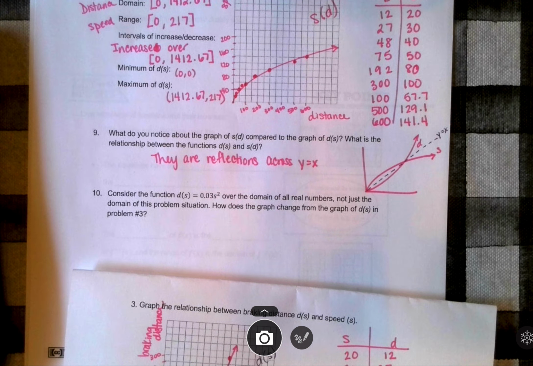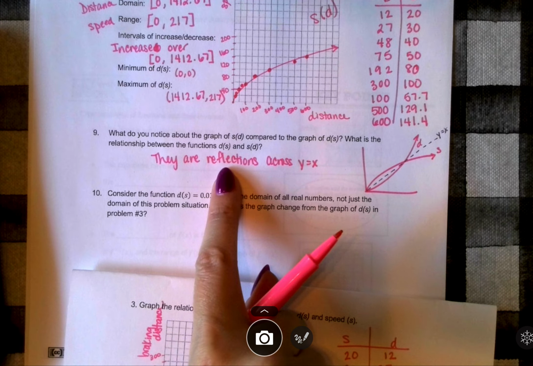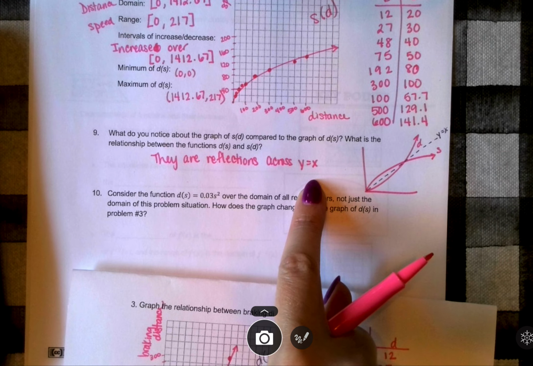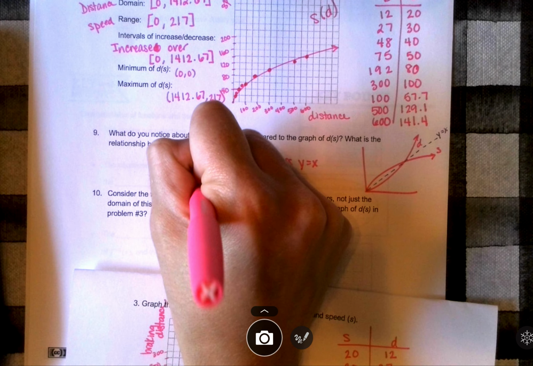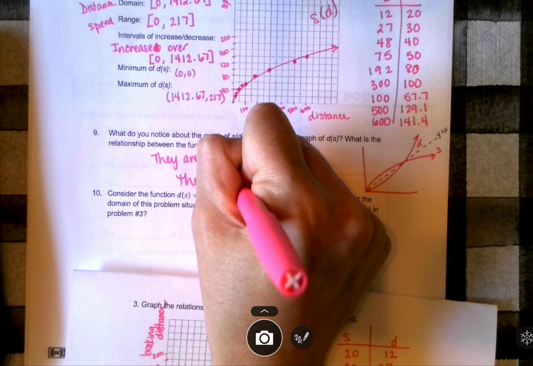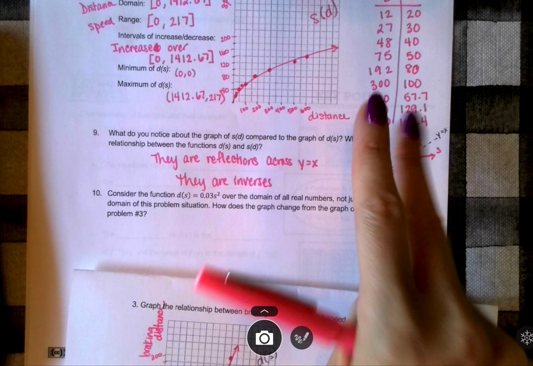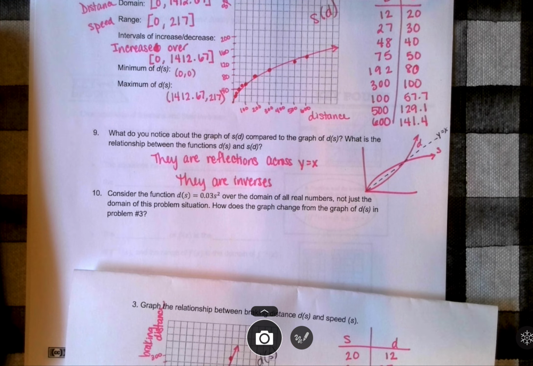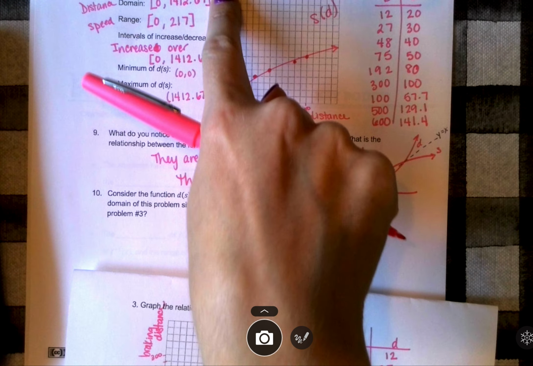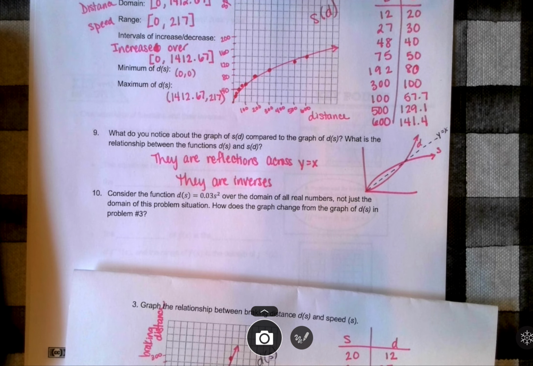And so thinking back to our lesson 1, part 2 that we did on Monday, if they are reflections across y equals x, that means they are inverses of each other. So they are inverses. We took our table and we flipped our inputs and outputs. Our labels switched our inputs and outputs. And so they are inverses.